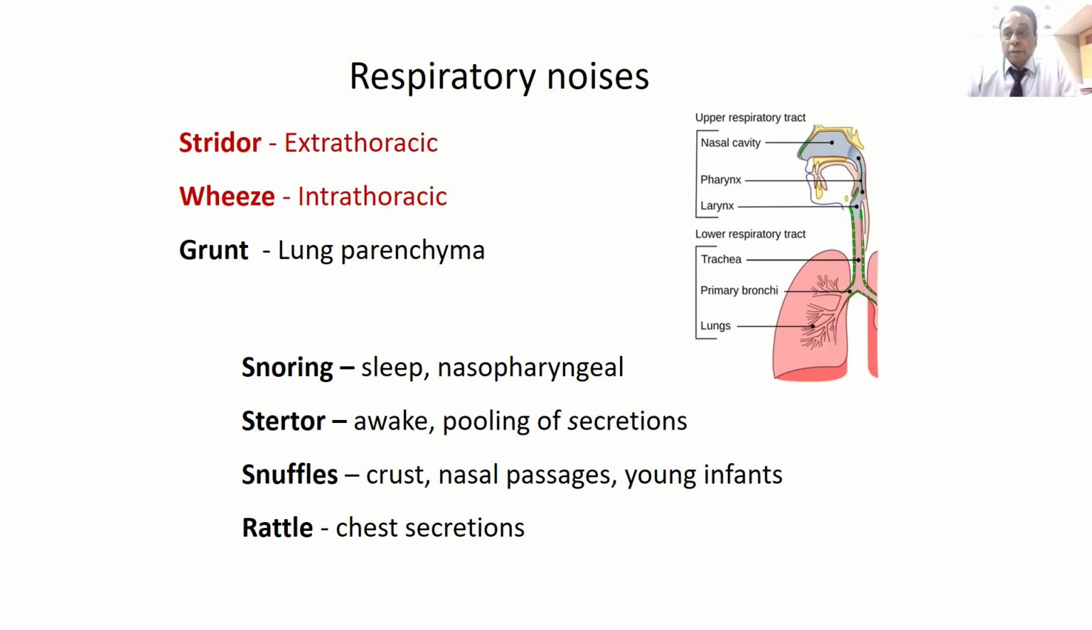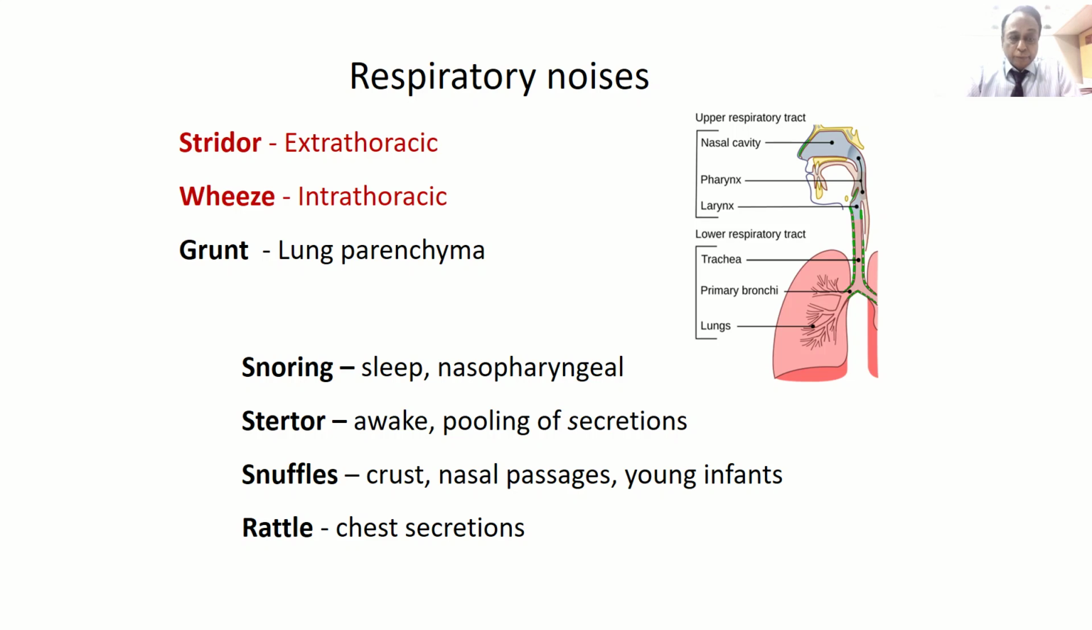I think 3 important noises you should know. Why I am telling is, if you hear that noise, you can localize the lesion. Stridor always says there is a problem in the extrathoracic compartment. Sometimes you can call it upper airway. Wheezing always denotes the intrathoracic compartment, that means the lower airway. Grunt shows there is an involvement of parenchyma, diffuse parenchymal disease. That is the reason why the child expires through the closed glottis, thereby increasing the end expiratory pressure.